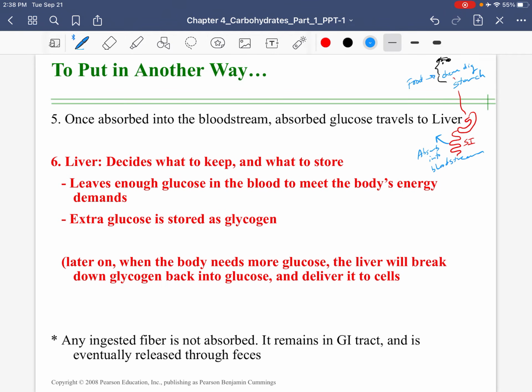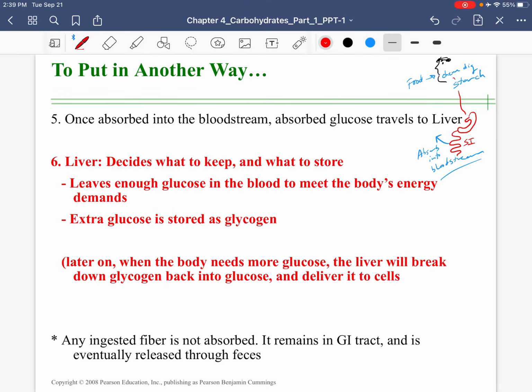So we bring in food through the mouth, we mechanically break it down, we chemically break down starch in the mouth, it travels down the pharynx and esophagus to the stomach. The stomach stores the food for a couple hours, more mechanical digestion. Now we bring that food into the small intestine. Now we are able to finish breaking down the carbohydrate, and once it's broken down into its smallest pieces, it is absorbed into the bloodstream.